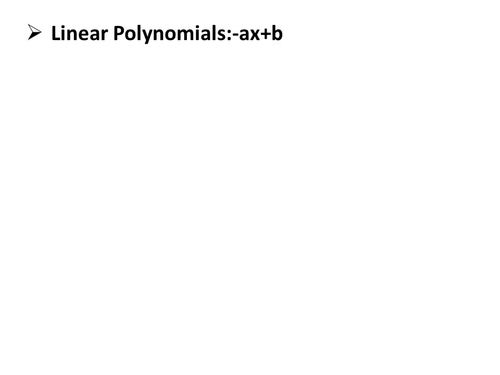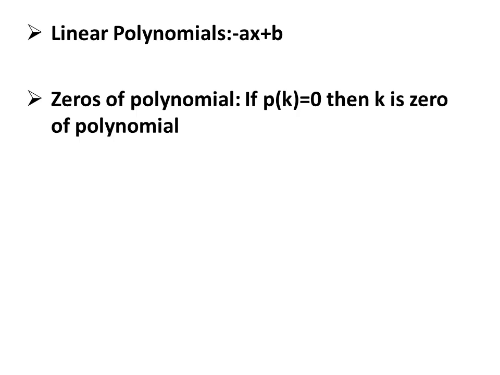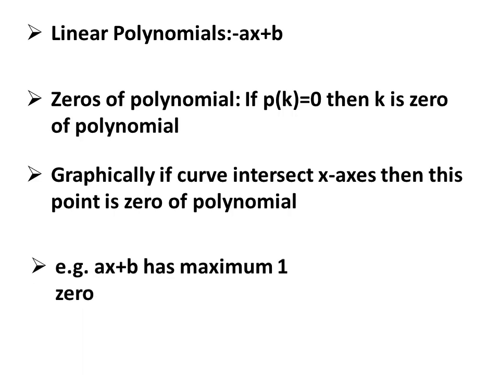Linear polynomial, that is ax plus b, is said to be a linear polynomial. Zeros of a polynomial: if p(k) is equal to 0, then k is the zero of the polynomial. Graphically, if the curve intersects the x-axis, then this point is a zero of the polynomial. For example, ax plus b has maximum 1 zero. The zero of ax plus b is found by ax plus b equal to 0, that is x is equal to minus b upon a.